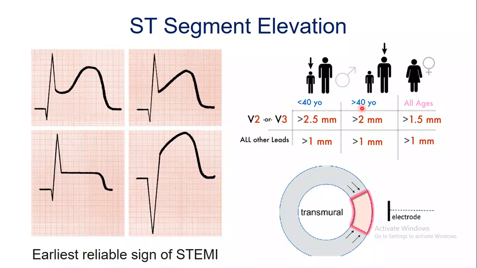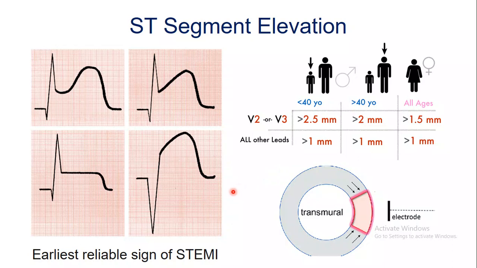A male above 40 years requires elevation of more than 2 small squares, or 2 millimeters. A male patient less than 40 years old requires 2.5 millimeters. In females, regardless of age, 1.5 millimeters is significant.